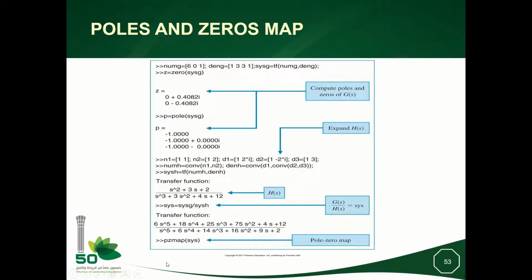The instruction pzmap of Sys, where the Sys is defined as a transfer function, will give you the location of the poles and the zeros in the complex plane. So these instructions help you to see where the poles and the zeros are distributed in the complex plane.